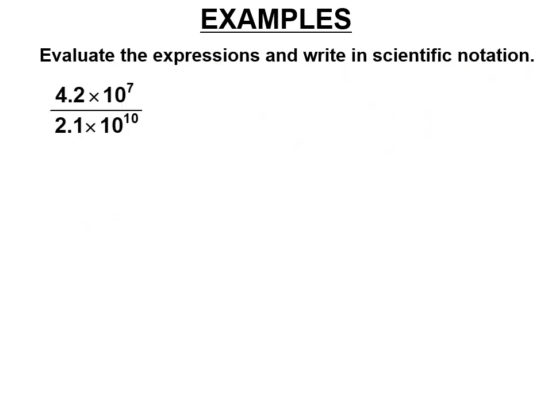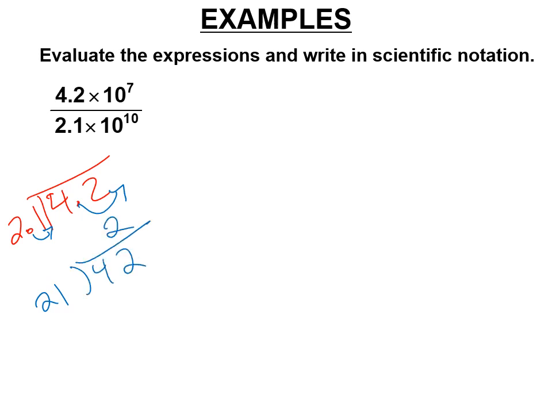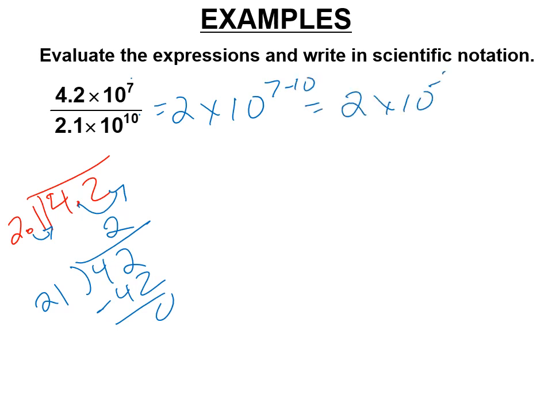Okay, let's try a little more difficult division, although barely. You're not allowed to have a decimal up there. What do you do about that? You move the decimal point and make that 21. Once you do that, you move that and make that 42. 21 goes into 42 very nicely. If you could just see that, that's fine. So this is 2 times 10, and we have to do 7 minus 10. I'm going to start writing it up there, which is negative 3. 2 times 10 to the negative third.